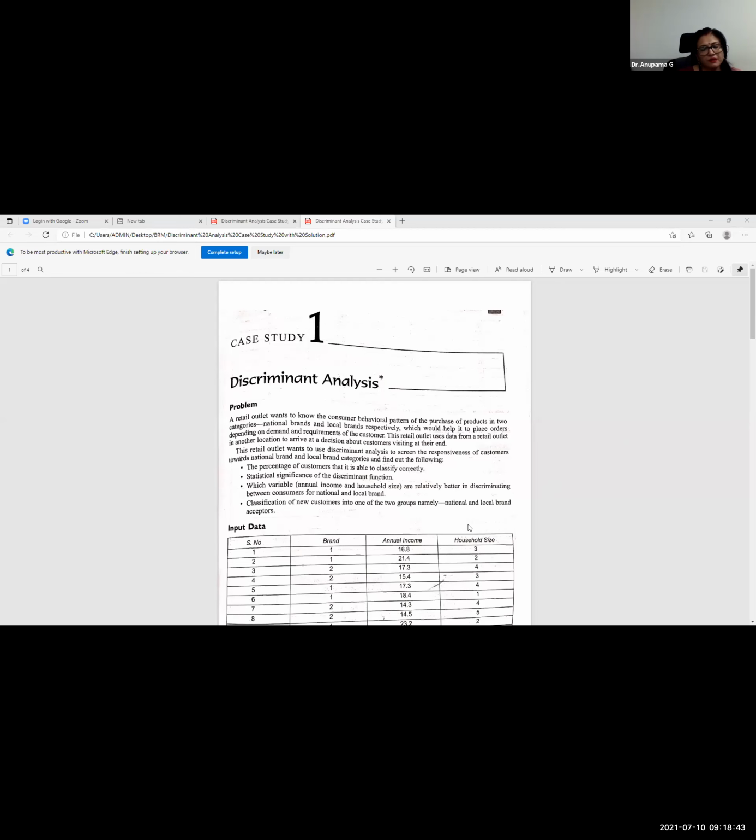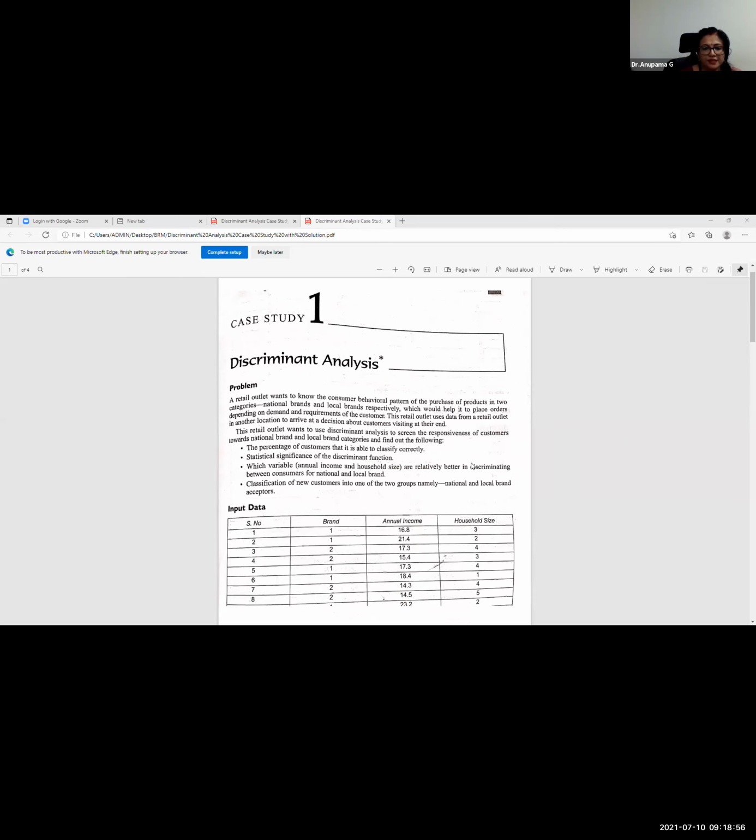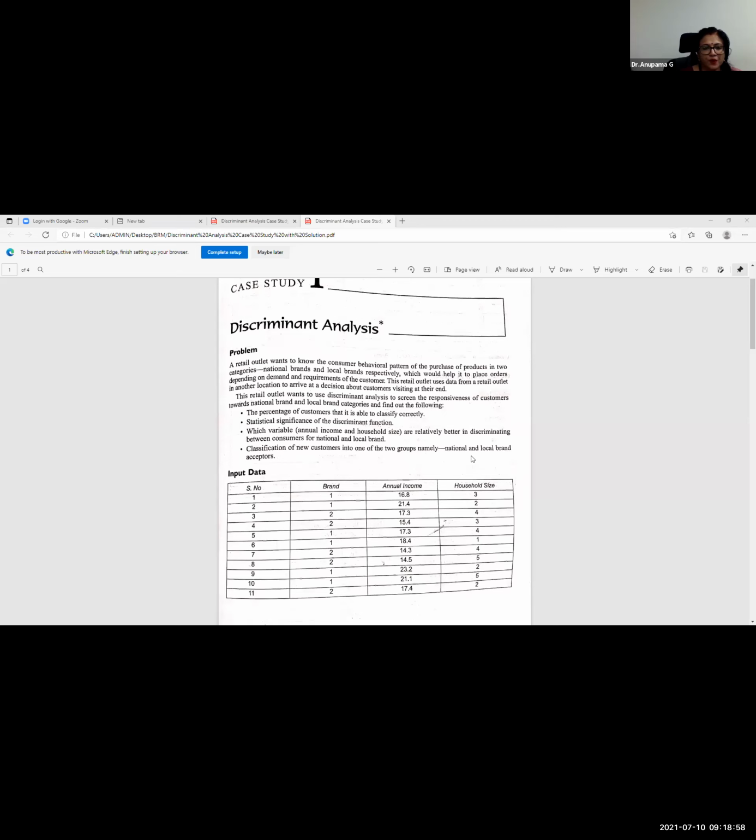Yeah. So this is another example of a case study. The same book has been used for the case study, which is the Rajendra Nargunkar book on research methodology, marketing research. And here, if you see, the same discriminant analysis, a different problem is given.